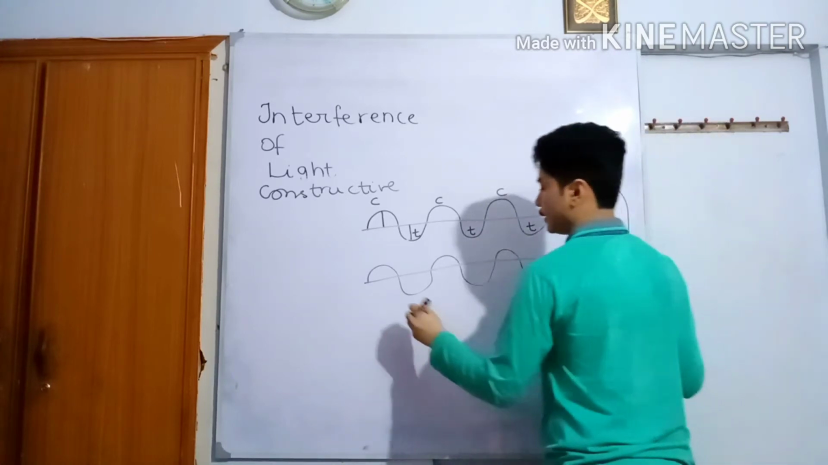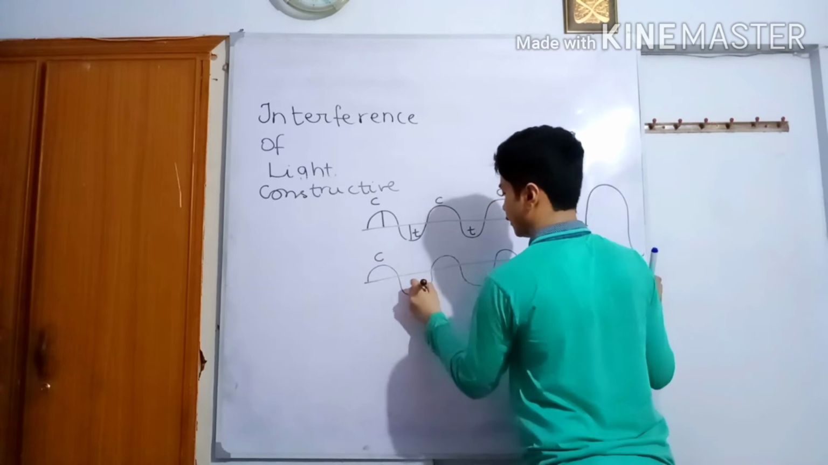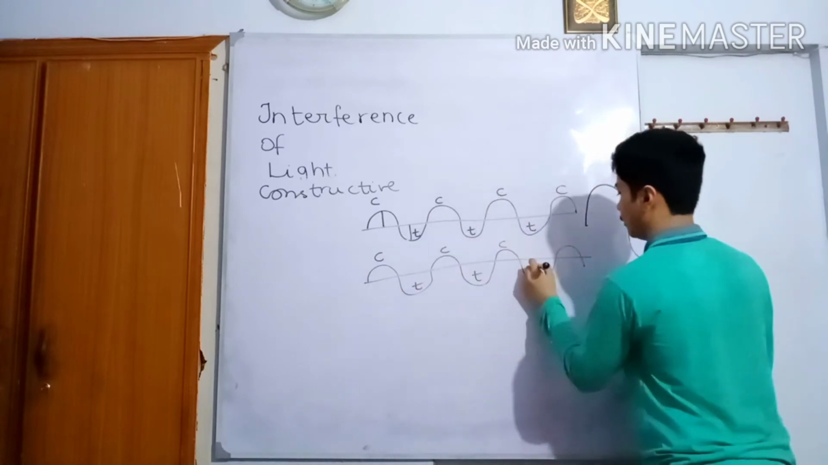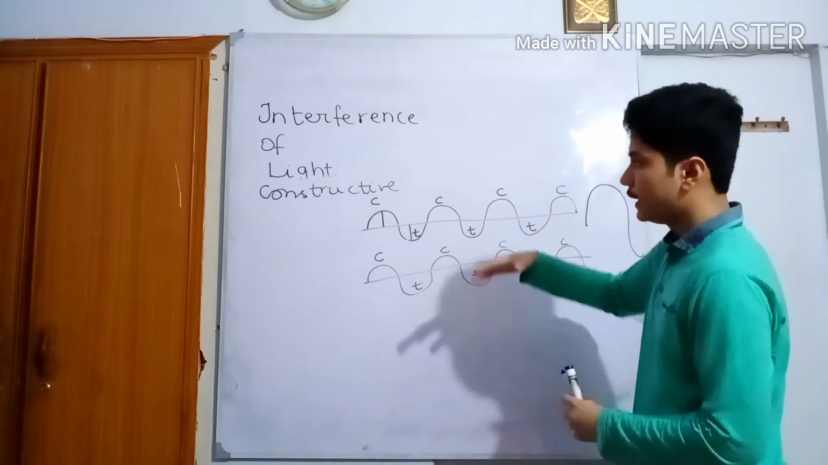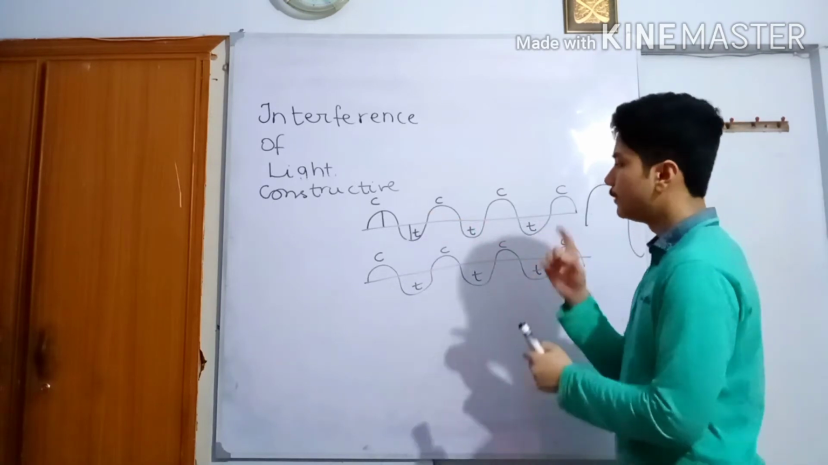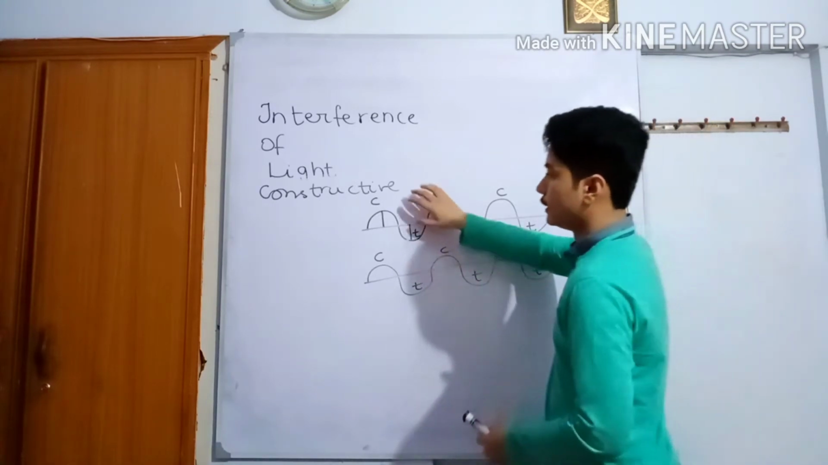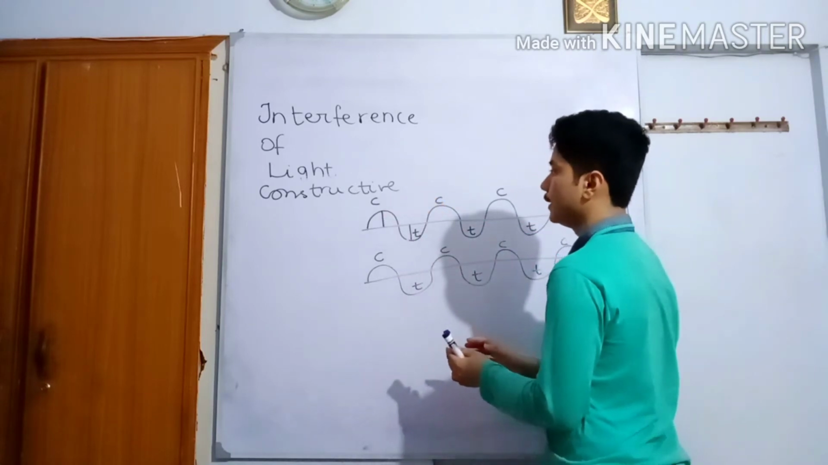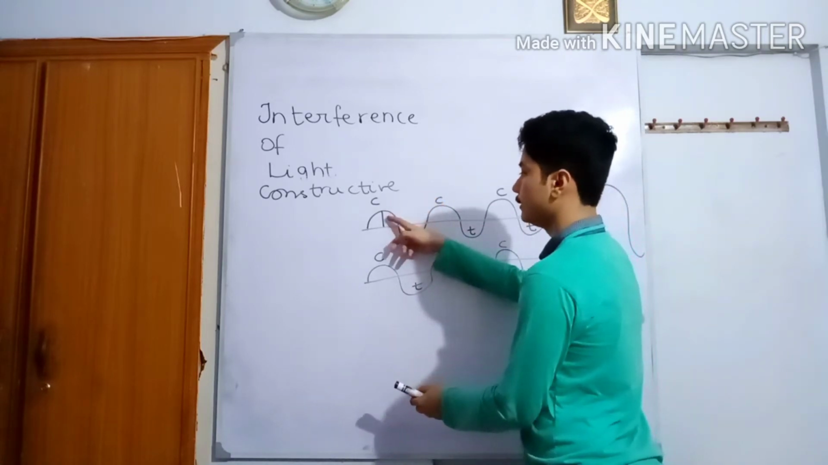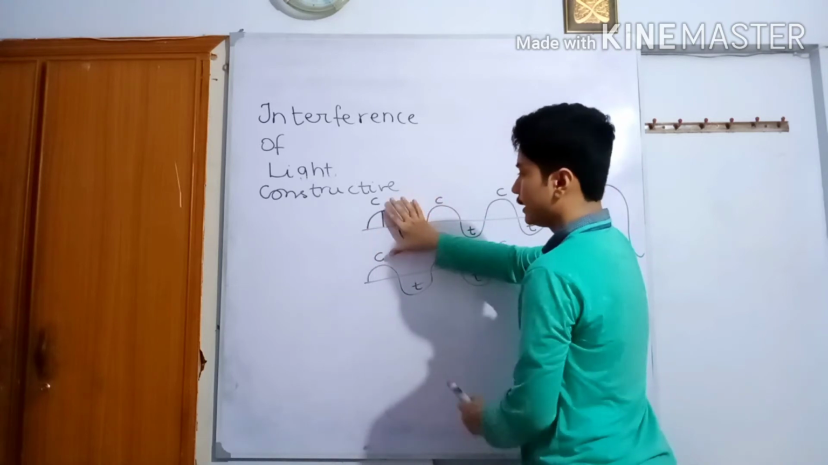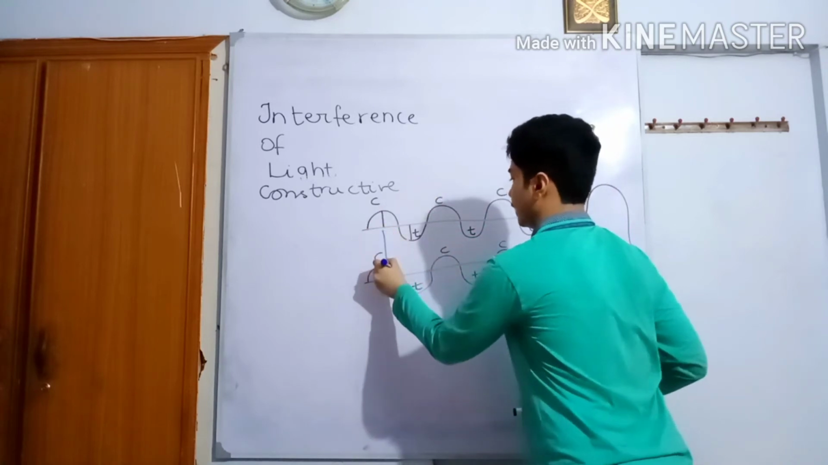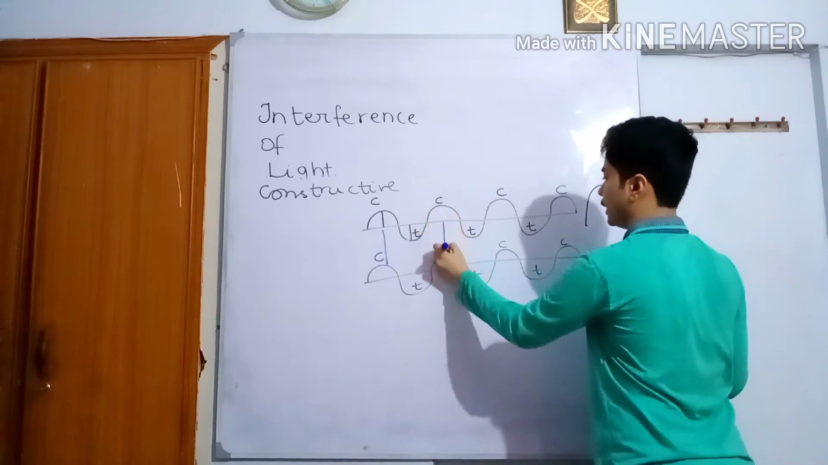Now I'm not gonna make it crest, trough. Alright, all marks located. As you can see, in constructive interference, one thing is more common. The crest of the first light wave is moving simultaneously with the crest of the other light wave. You can see crest and crest are together. Here you can see crest and crest are together.